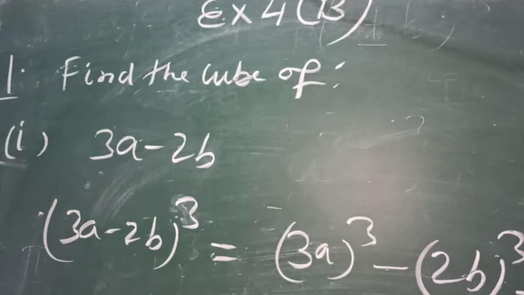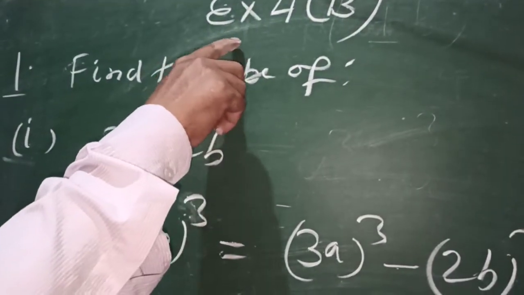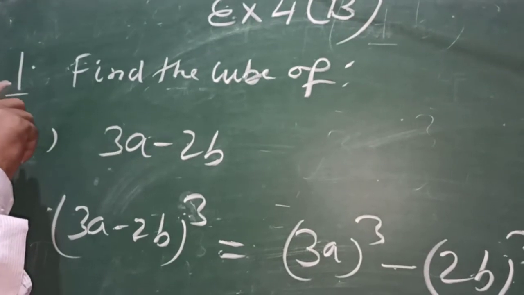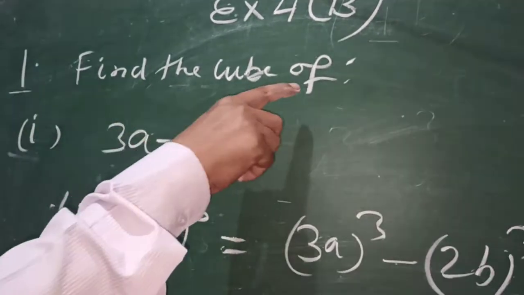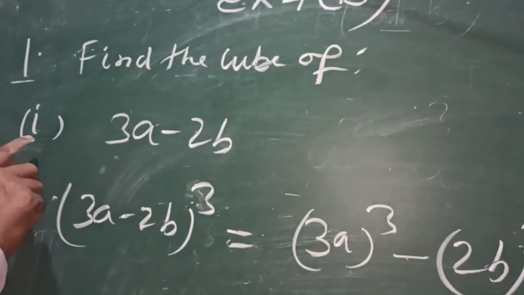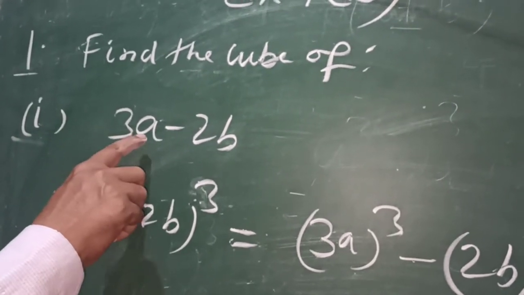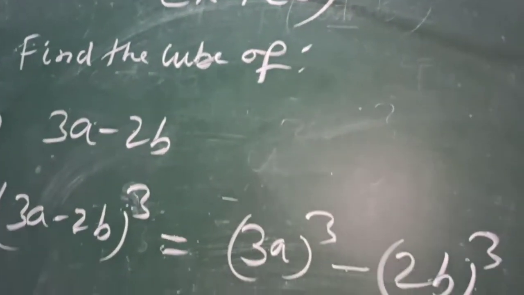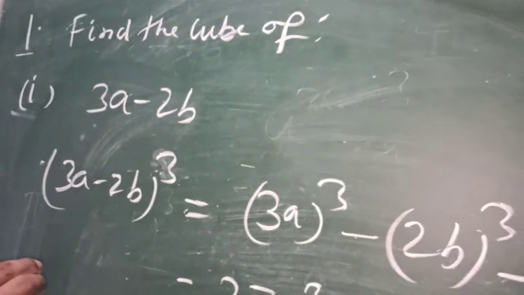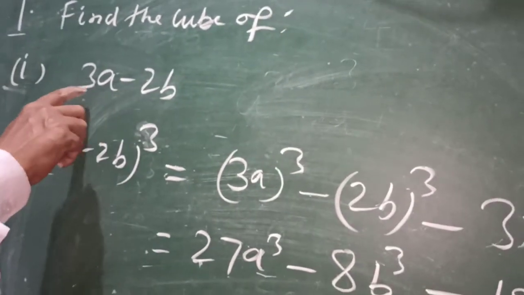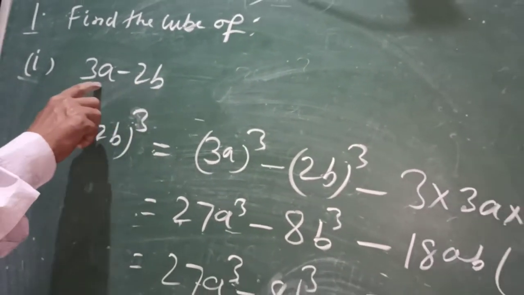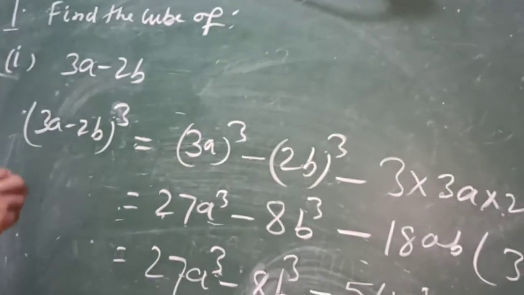Exercise 4b. First question, find the cube of. Sub question 1, 3a minus 2b is given in the question. How will you find the cubing of this given expression?